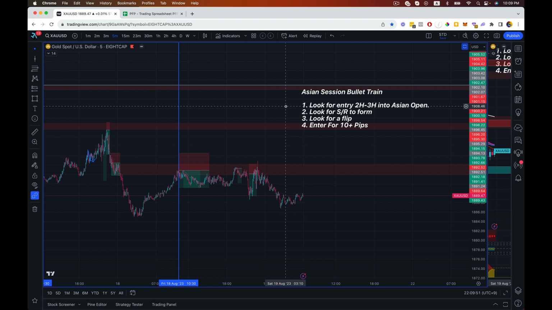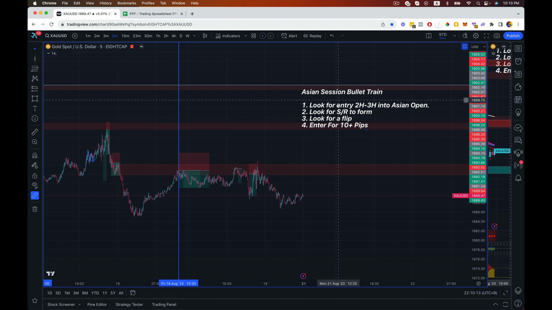Now this could be all true, and I used to hate trading the Asian session as well because I got a lot of fake outs and I just didn't know how to trade it. But after figuring out this strategy and backtesting many months, and also on my live accounts, I was able to trade over 80% win rate. And I want to show you that secret. I call this the Asian session bullet train.